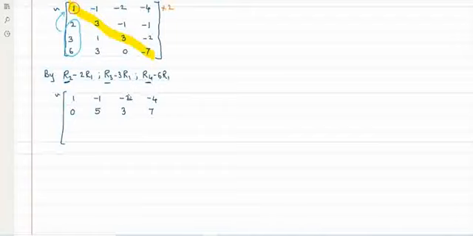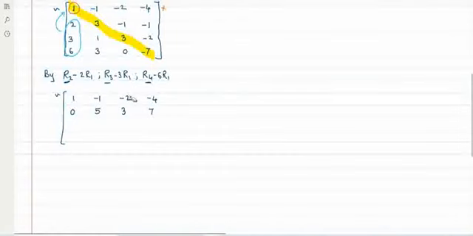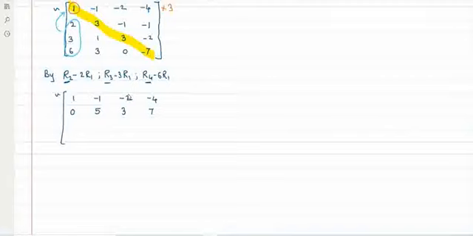Next, multiply by 3 and subtract. Obviously, 3 minus 3 is 0. Now, 1 minus minus 3 is 4. 3 minus minus 6 is 9. Minus 2 plus 12 is 10. Verify the calculations. 10, okay.